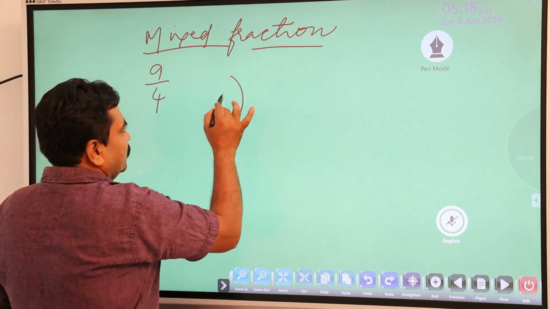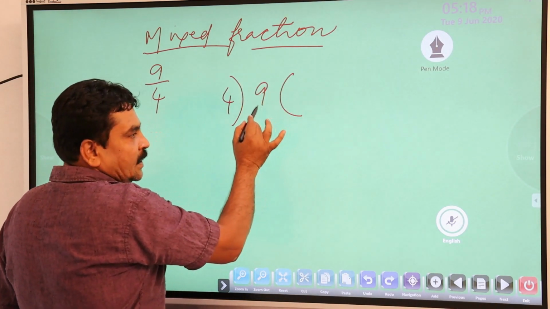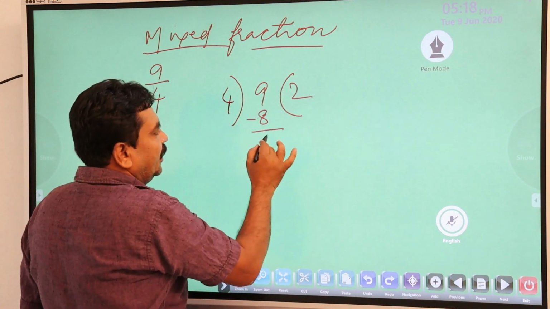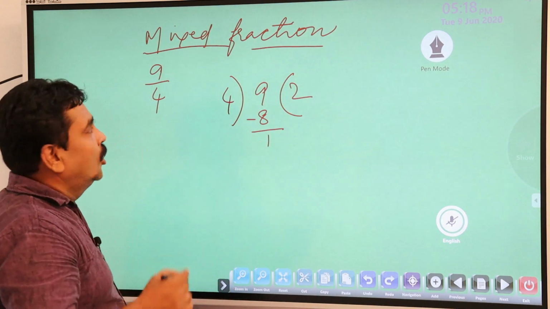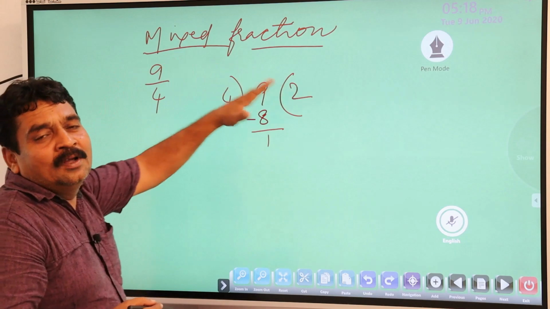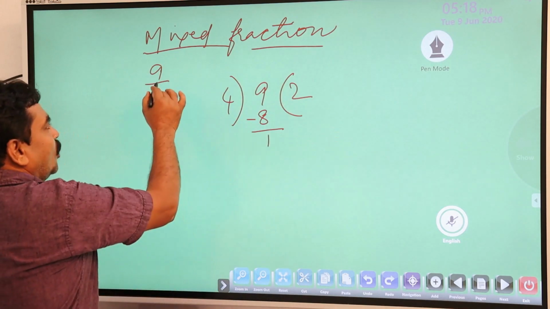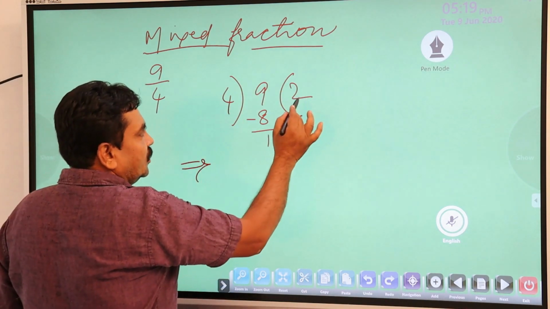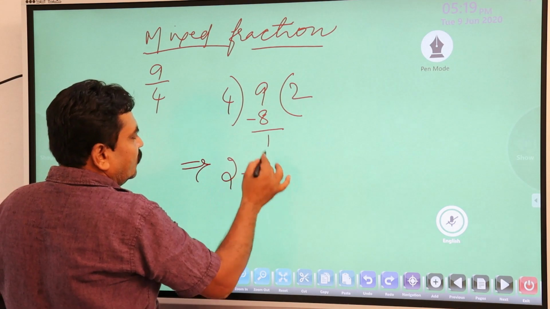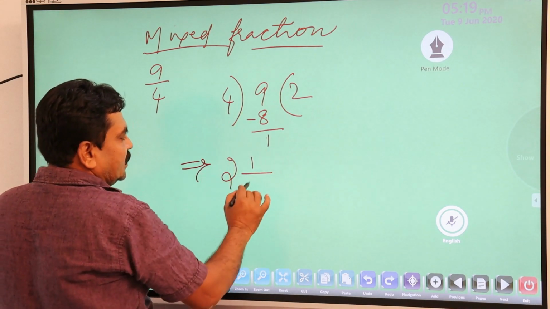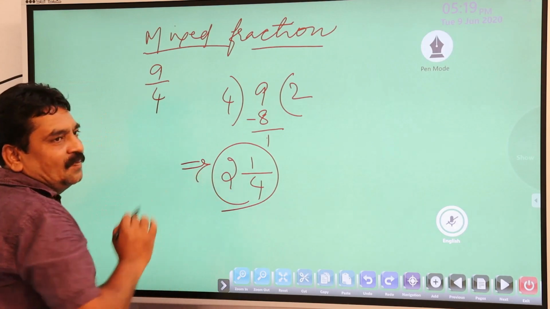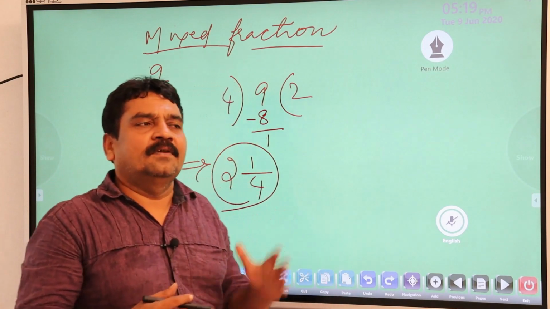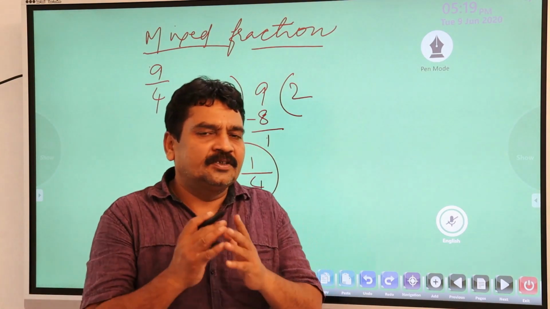I'll explain mixed fraction once more. You are going to divide 9 by 4. 4 2 times 8. Remainder is 1. How are you going to write this improper fraction as a mixed fraction? Converting improper fraction into mixed fraction. First you write down the quotient. What is the quotient? 2. Then you write down the remainder as 1, and the divisor is 4. So 2 1 by 4 is your mixed fraction for 9 by 4, which is an improper fraction. So this is the conversion from improper fraction to mixed fraction.